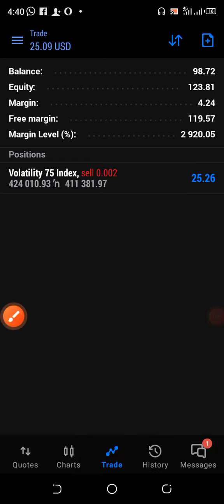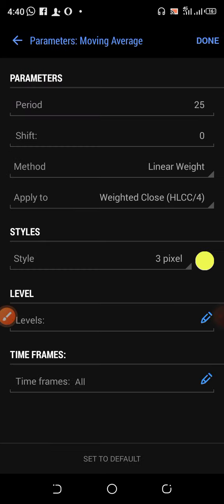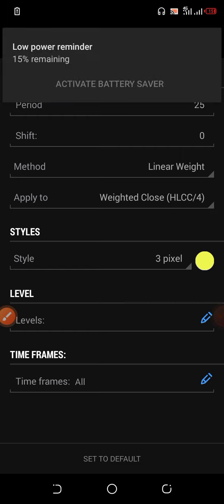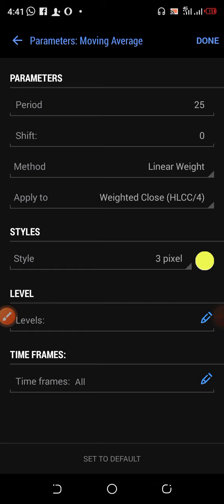And you may ask me, what are the indicators that you are using to do this thing? It's as simple as that. The first one I'm using is 25. This time, not exponential. This time it is linear weighted, with weighted close. This is what I use. Then apply it to anything. Style is your choice. Your color is your choice. Then this one is 80, linear weighted, weighted close, HLCC4. So you choose the pixel of your choice.